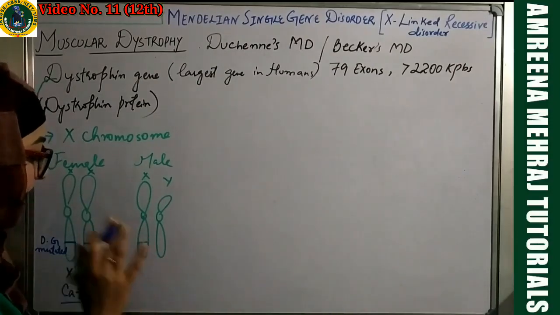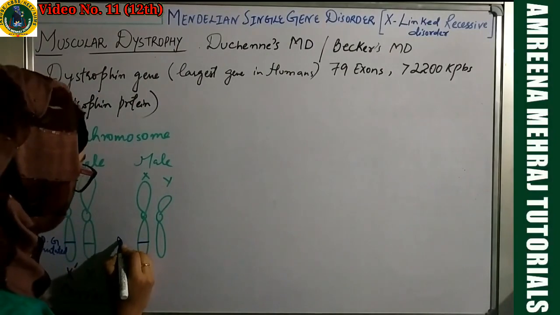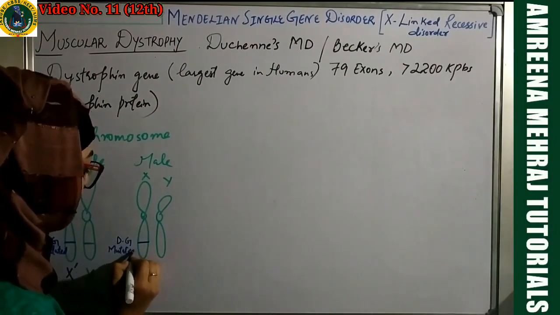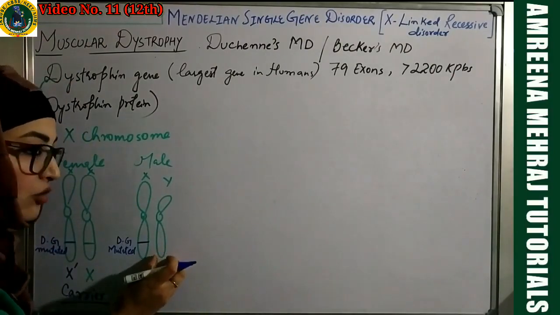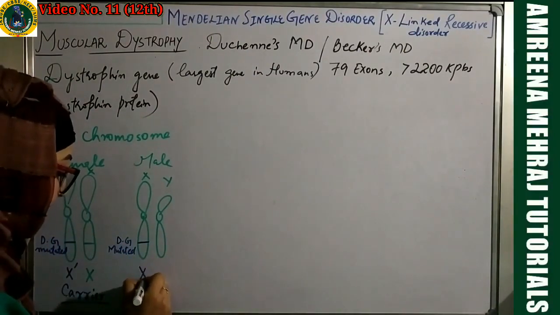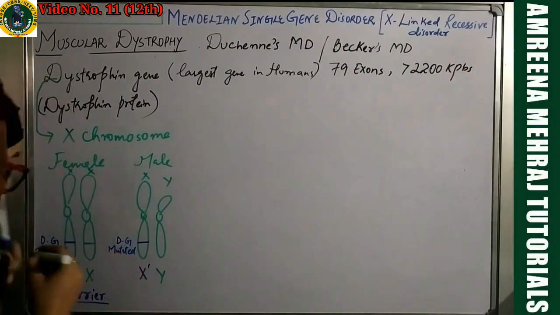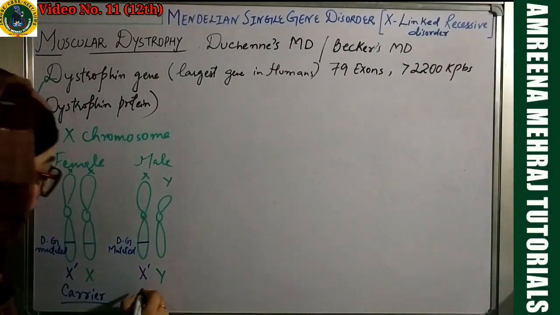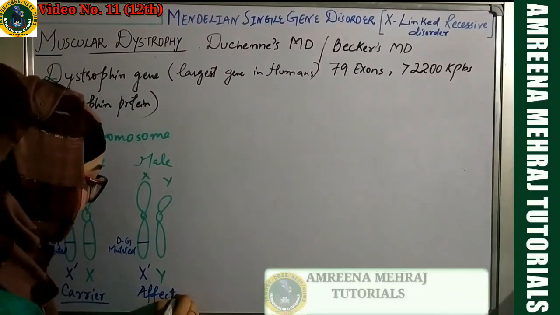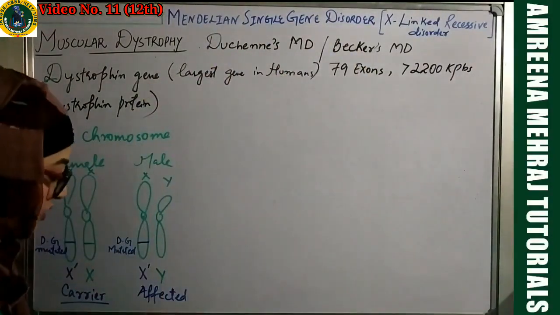But what if the male is affected? Suppose the dystrophin gene is mutated in a male. The male doesn't have the counterpart for this because the other is the Y chromosome. It doesn't have this allele for the dystrophin gene. So the male will be shown like this; the other chromosome is the Y chromosome. In this case, who will be affected now? Will this be a normal male or an affected male? He will be an affected male, affected by muscular dystrophy, to be specific, Duchenne's muscular dystrophy or Becker's muscular dystrophy.